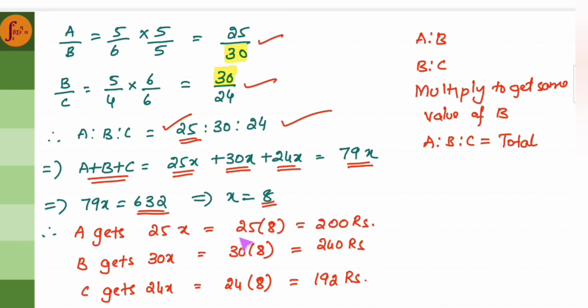A is 25x, so 25 into 8. B is 30x, so 30 into 8. C is 24x, so 24 into 8.